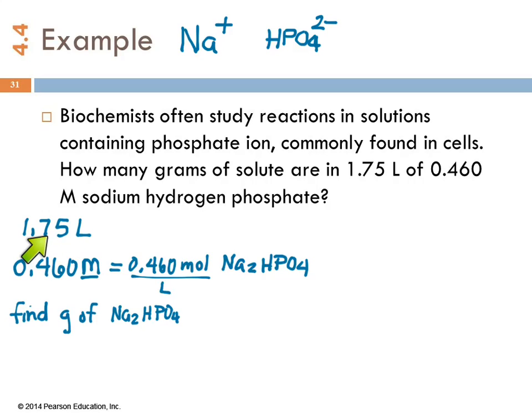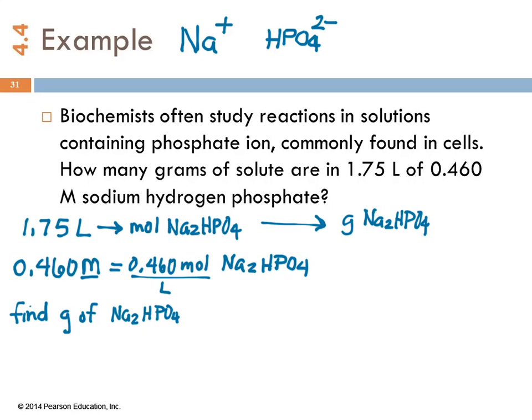So I'm going to start with this, and I'm going to use this as my conversion factor. So I'm going to start with this liters. We have to come up with a path here. I can change liters into what? Moles. This is my conversion factor. I can change liters of solution into moles of sodium hydrogen phosphate. And remember, I'm trying to get to grams of sodium hydrogen phosphate. Can I go from moles to grams? Sure I can. The molar mass, right? So there we've got our path.